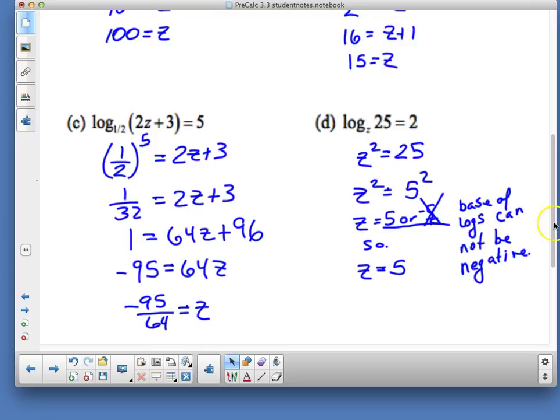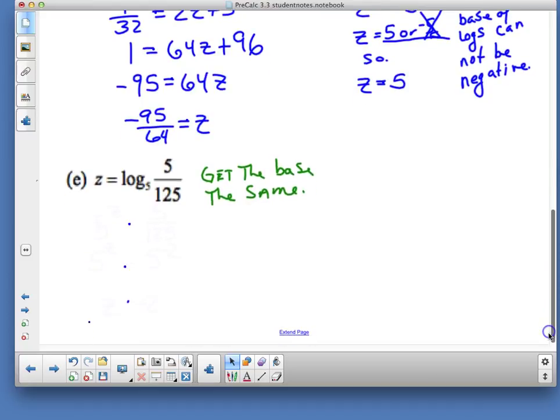Last one we've got going on this page. I've got a hint there: get the same base to solve. Okay, so 5 raised to the z power equals 5 divided by 125, or 5 1/25. So based on that setup, you simplify and then get the base to the same. It will be a negative exponent that you've got on one side.